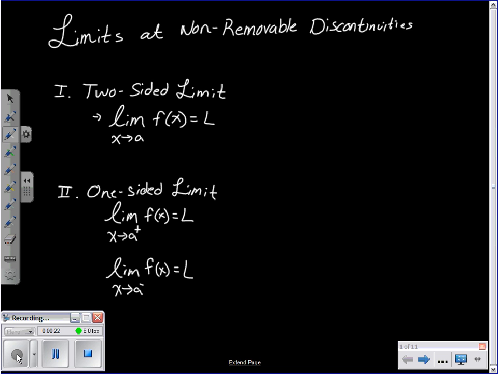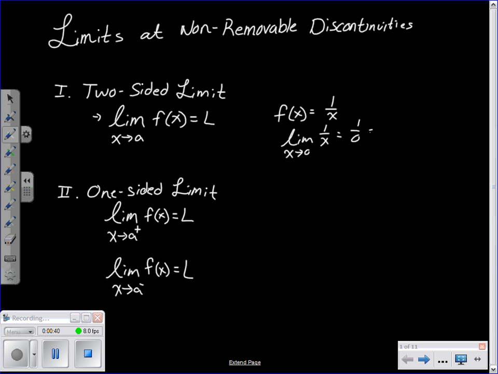So if I had a function like f of x equals 1 over x, and I tried to find the limit as x approaches 0 for my function 1 over x, if I plug 0 into the equation using direct evaluation, then I'm going to get 1 divided by 0, which is undefined, so my limit is not going to exist. And that's because there's an asymptote at x equals 0, which means that the function is going in opposite directions. So I'm going to get a non-existent limit.